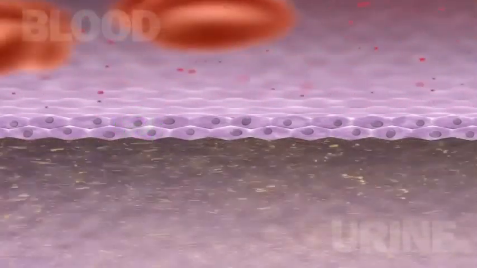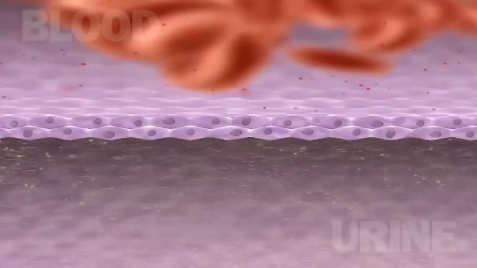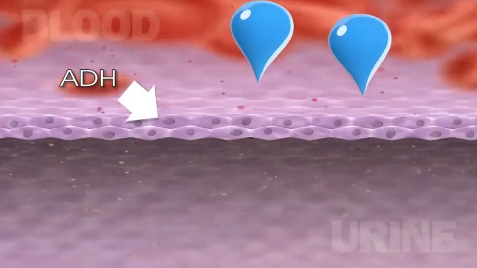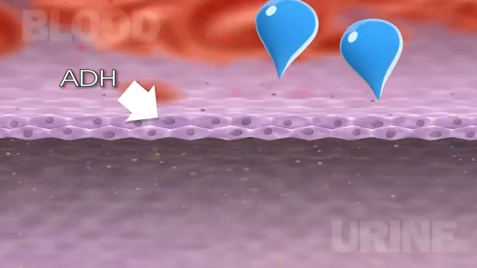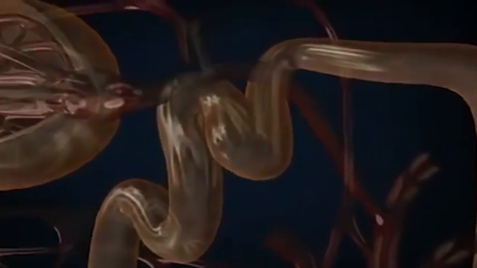Normally, it is relatively impermeable to water. However, in the presence of antidiuretic hormone, its permeability to water increases, permitting concentration of the urine. It secretes ammonium ions and some drugs, and also forms part of the juxtaglomerular apparatus.